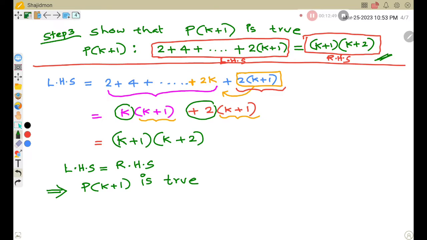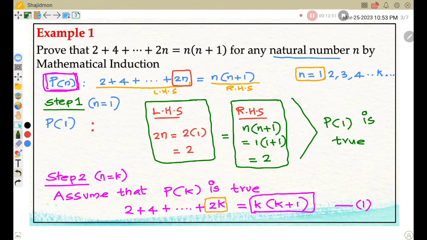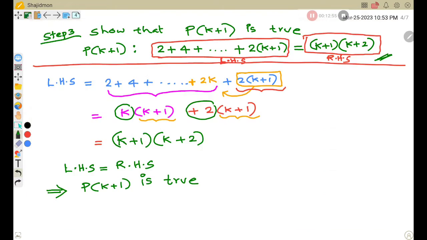So what happened actually? First we proved P of 1 is true. Then we assumed P of k is true. Now in step 3, what did we prove? P of k plus 1 is also true. So we can conclude now. Now we can write the conclusion. So what will be the conclusion? By mathematical induction. Therefore I am writing the conclusion here.